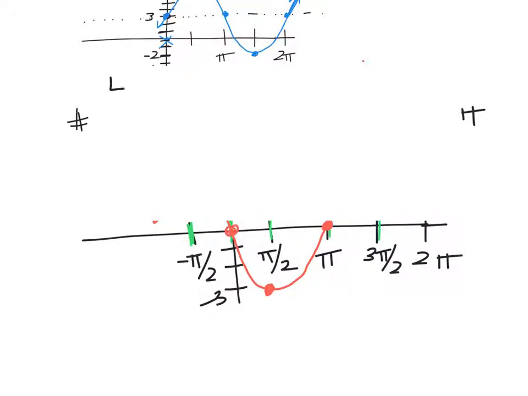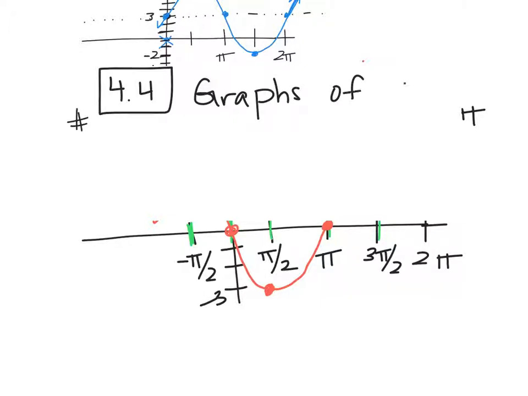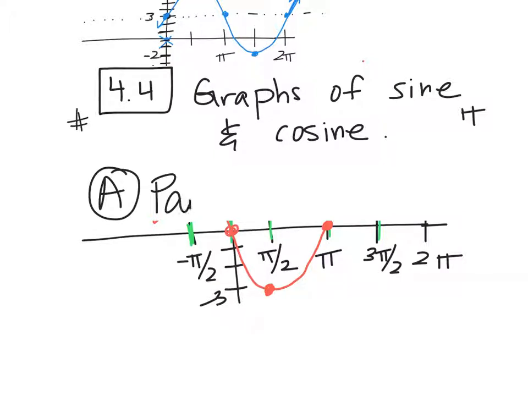Okay, 4-4, graphs of sine and cosine. So let's start. We're just going to start with our basic parent functions, our parent functions of sine and cosine. And then we're going to do a bunch of stuff to them. We're going to stretch them and shift them and reflect them and do all the fun stuff that we know how to do. All right, so here we go.